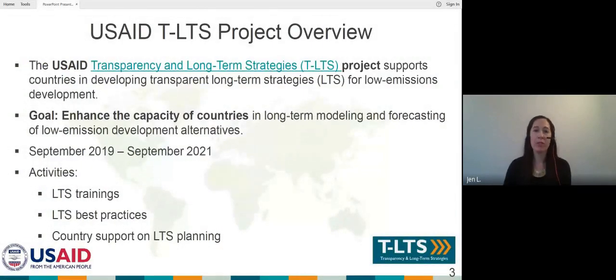Just to give you a little bit of an overview of the project that this training is occurring under, this training is sponsored by the USAID Transparency and Long-Term Strategies Project. The goal of that project is to enhance the capacity of countries in long-term modeling and forecasting of low-emission development alternatives, and specifically LTSs, long-term strategies. This project goes through September of 2021, and it includes trainings such as this one, best practices on long-term strategies, planning and development, as well as bilateral country support for planning. And that's something that we'll talk about in session 4.